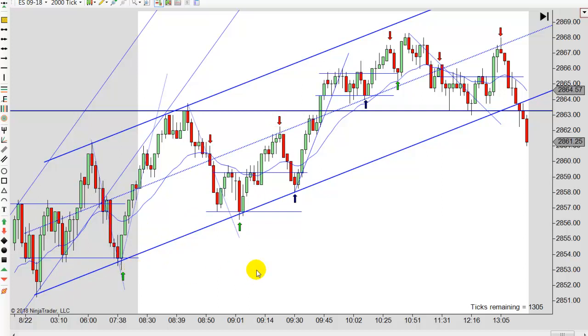And look where all the big moves come from. I talk about this all the time. Where did the big move come from here? Off the key entry point. Where did the next big move come from? Off the key entry point. Where did the next one come from? Off the key entry point. That's where your big moves are coming from.